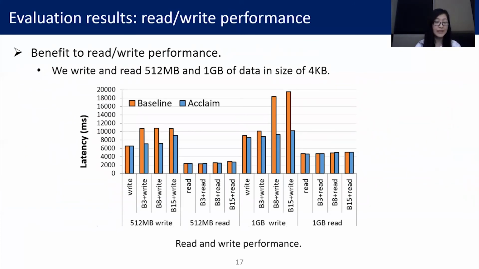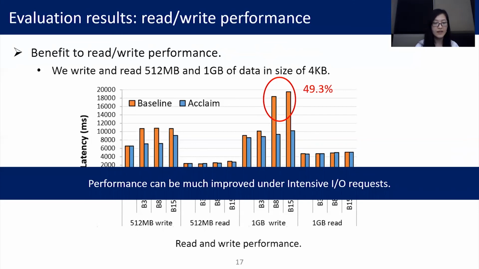We evaluate Acclaim in several aspects. For example, we show the read and write performance under intensive requests by writing or reading half or 1 GB of data. The results show that Acclaim improved write performance by up to 49%. The read performance is only improved slightly, as the latency for page allocation is only a small part of read latency in this set of test cases, because no dirty pages are generated. Thus, we can conclude that Acclaim can much improve the performance under intensive requests.